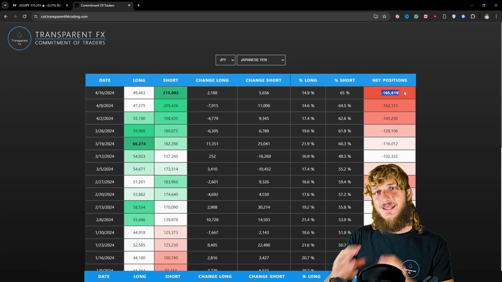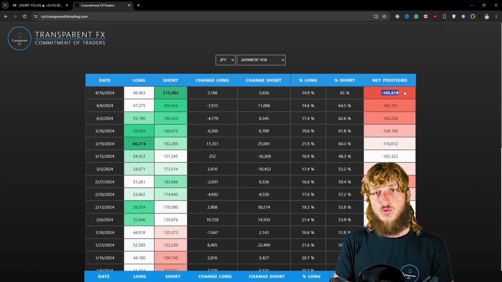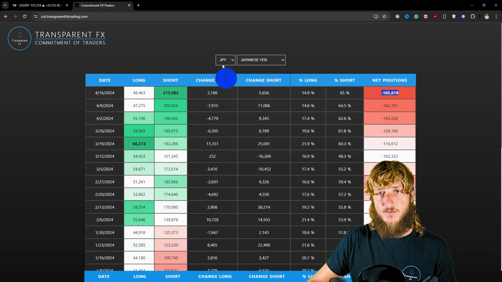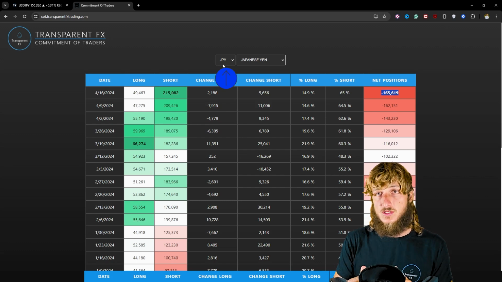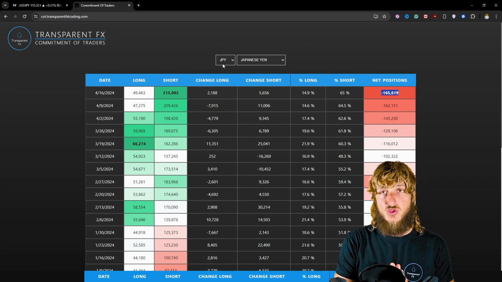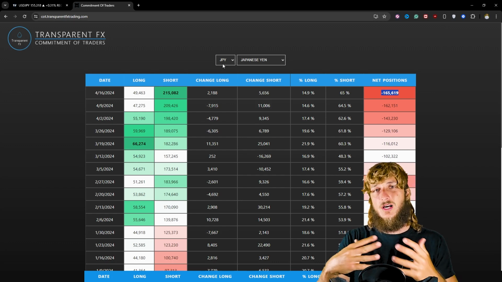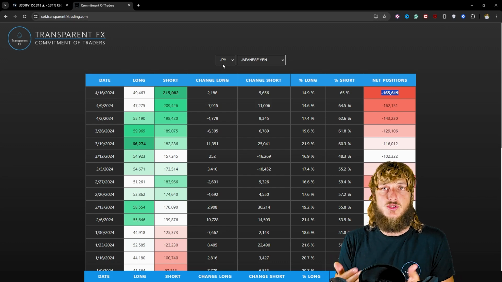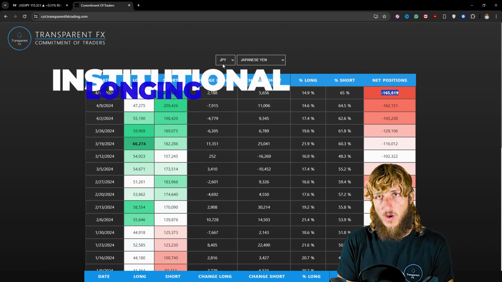So a massive decrease of the net positions, showing how institutions have been moving to the bearish side for the JPY. Now, keep in mind that all currencies on the spot are traded against the USD. So if we're looking at the data for the JPY, actually we're looking at JPY USD. So if institutions are shorting JPY USD, they are essentially longing USD JPY by shorting the JPY.